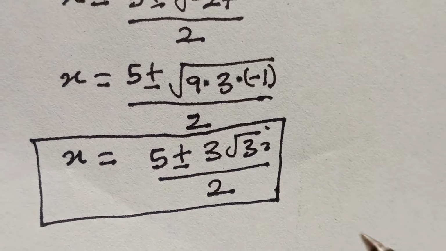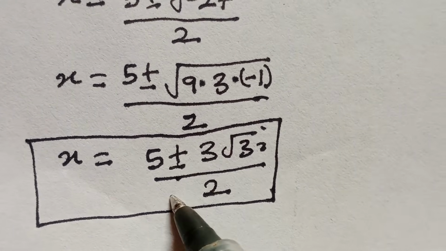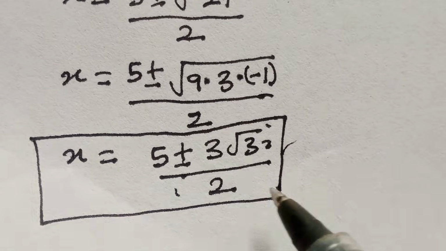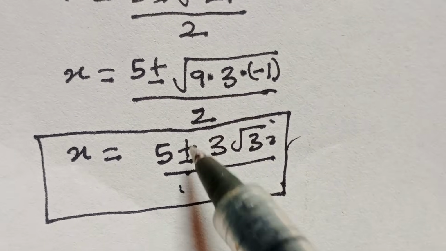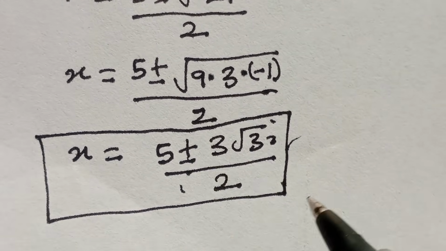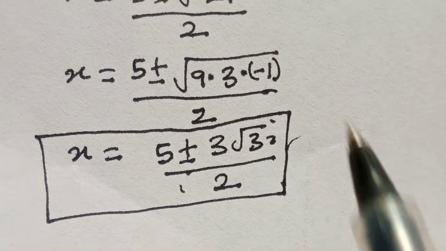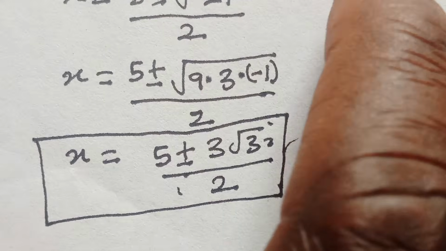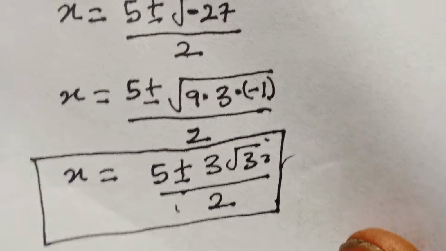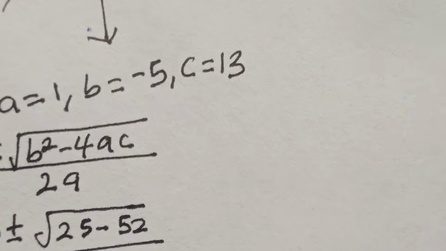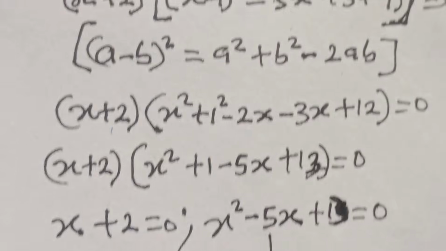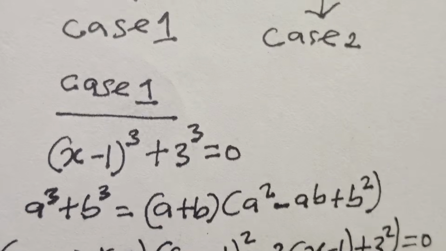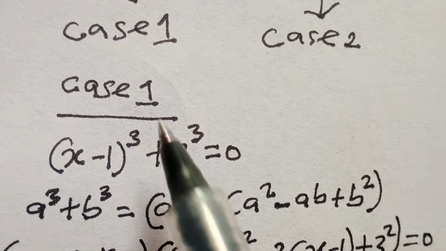So that makes 3 values, because we have plus or minus here. We can either use plus here or negative here. So this is the third value of x. Let's now move on. Don't forget, we just finished case 1.